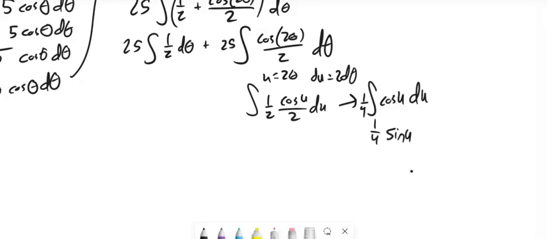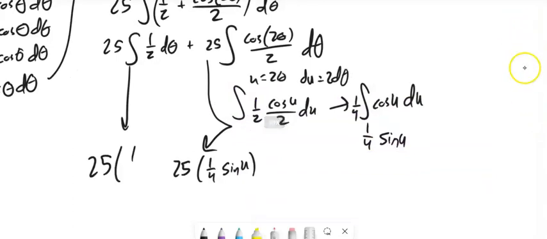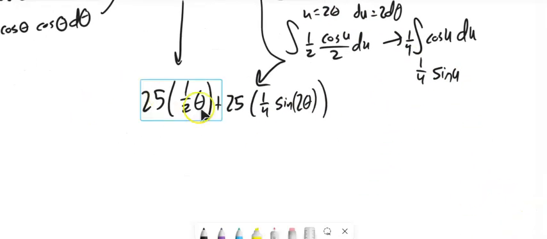So that becomes this. And that's this part. So I've got 25 times 1/4 sine u. And then on this side, I've got 25. This is just going to be 1/2 of theta. Oh, and let me substitute that u back in. That's a 2 theta. So 2 theta. And I'm pretty good. I know what theta is.